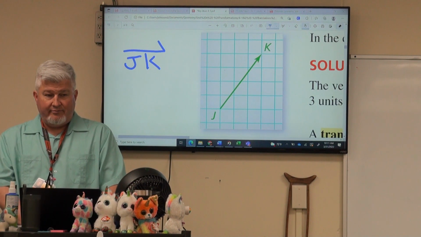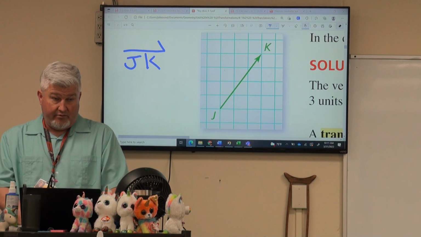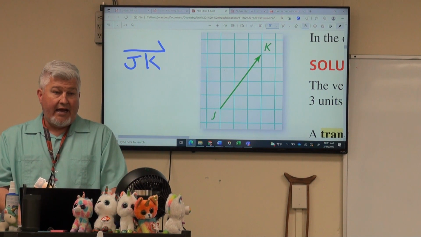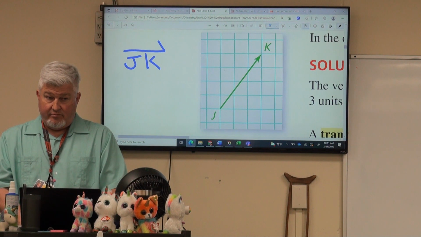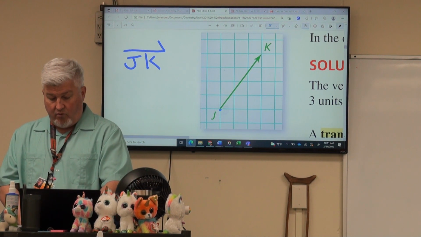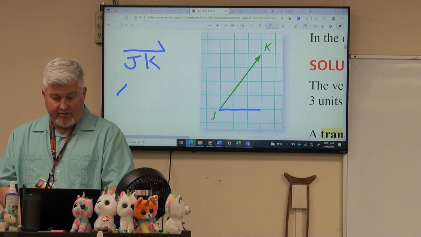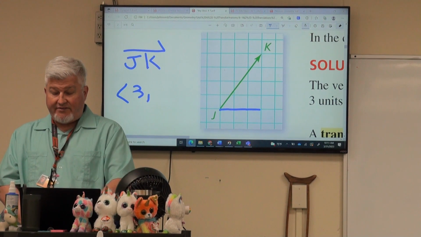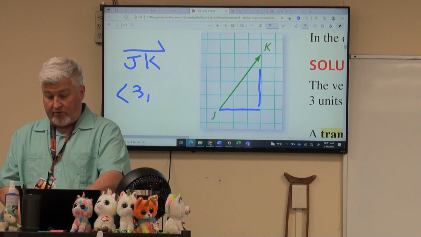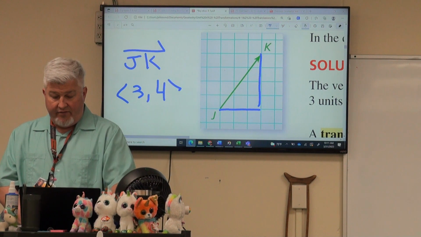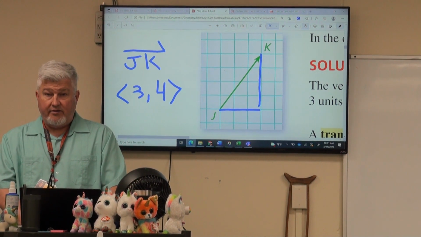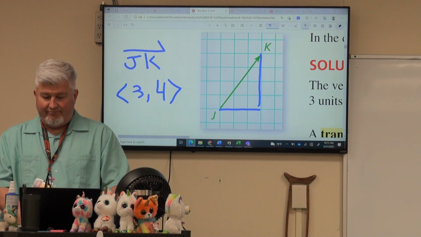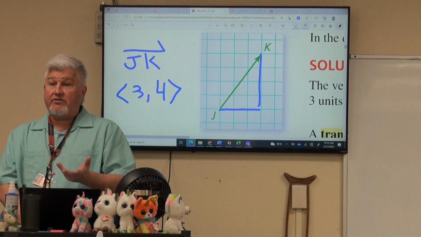Brandon, what is its horizontal component? When we go from J to K, how far horizontally am I going, and is it positive or negative? 3 and it's positive. So we're going 3, let's see, I go 1, 2, 3. Indeed it is. Deanna, what is my vertical component? 4. Positive or negative, Deanna? Positive. 1, 2, 3, 4. So in component form, that's what it looks like. Okay? Some challenging math principles right there. Any questions? We good?